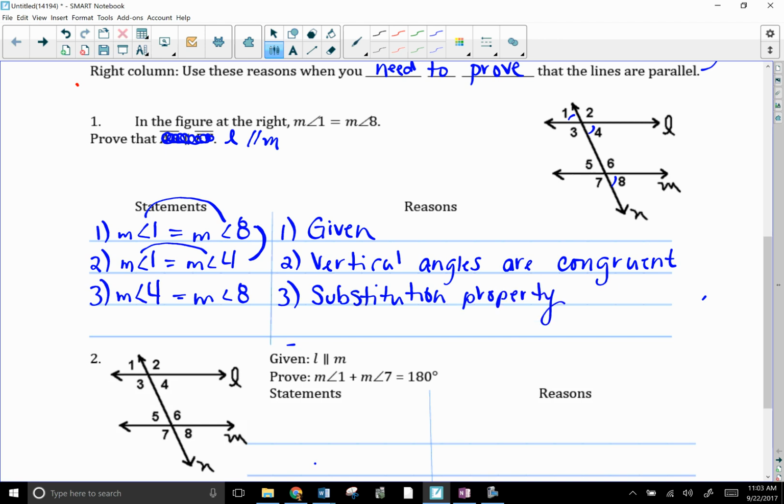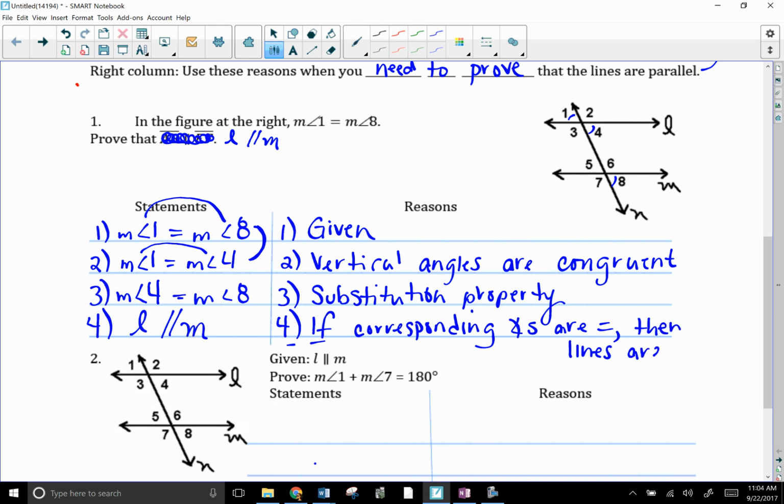And what kind of angles are 4 and 8? They are corresponding angles. And not only are they corresponding, but they're corresponding angles that so happen to be equal. Therefore, I can say, hey, look at that. I have corresponding angles that are equal. Therefore, I know that L is parallel to M, because if corresponding angles are equal, then the lines are parallel.